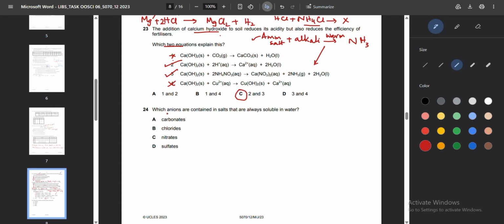Question number 24. Which anions are contained in salt that are always soluble in water? Nitrates. We all know that all the nitrates are soluble in water.